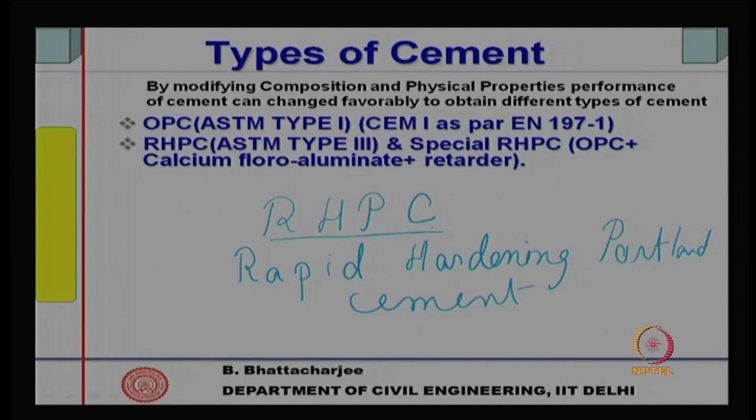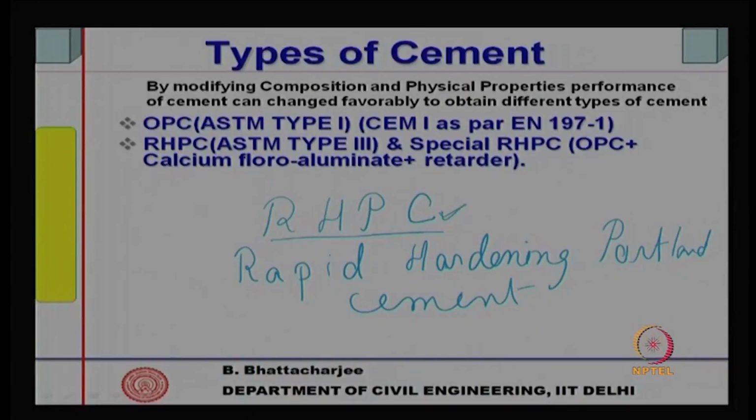So, this cement hardens fast. So, you get the strength, possibly 3 days strength in 1 day, 7 days strength in 3 days, and so on and so forth. So, you get high early strength. We will look into how it is obtained. So, high early strength, that is the characteristic.